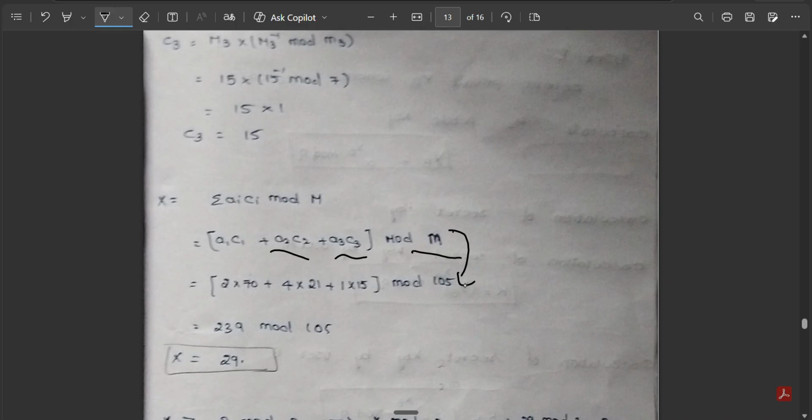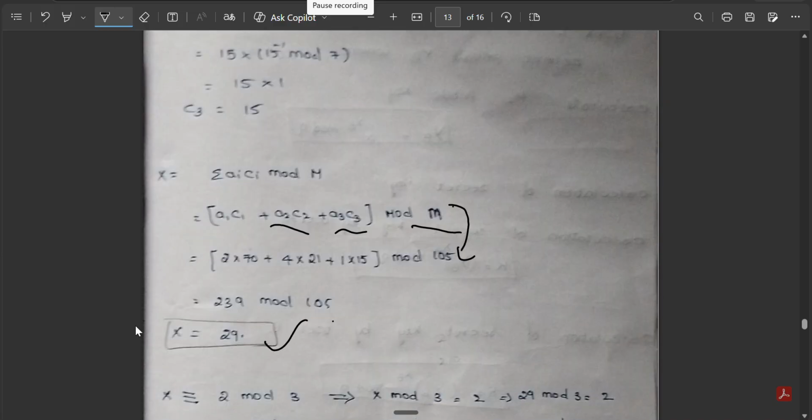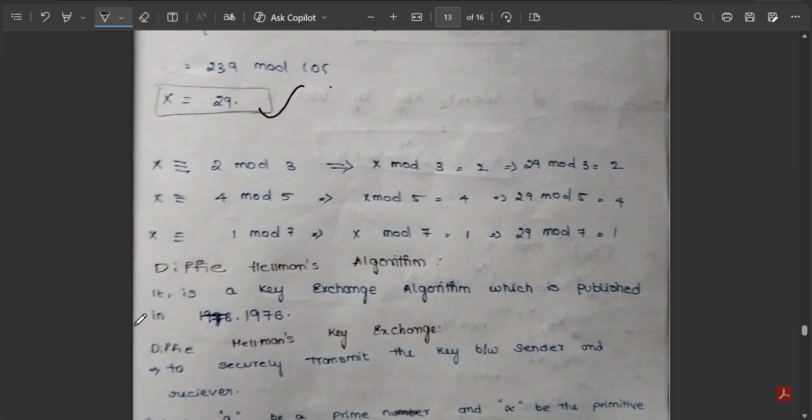So capital M is 105, and then A1 value is 2, C1 value is 70. You have to multiply and add, and then you have to find out the mod 105, then you will get the value of x. So how to check whether our answer is correct or not?